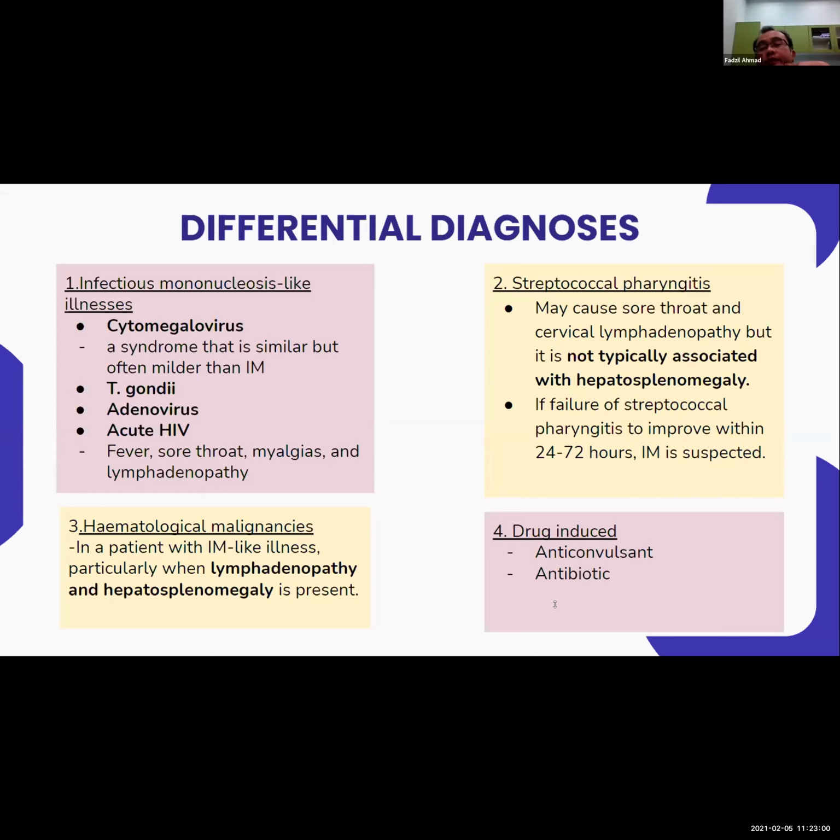We can start on amoxicillin. If they do not recover, there may be a viral infection. But one thing about infectious mononucleosis: if you start antibiotics, especially amoxicillin, then rash develops, a small maculopapular rash, then it is likely due to infectious mononucleosis.